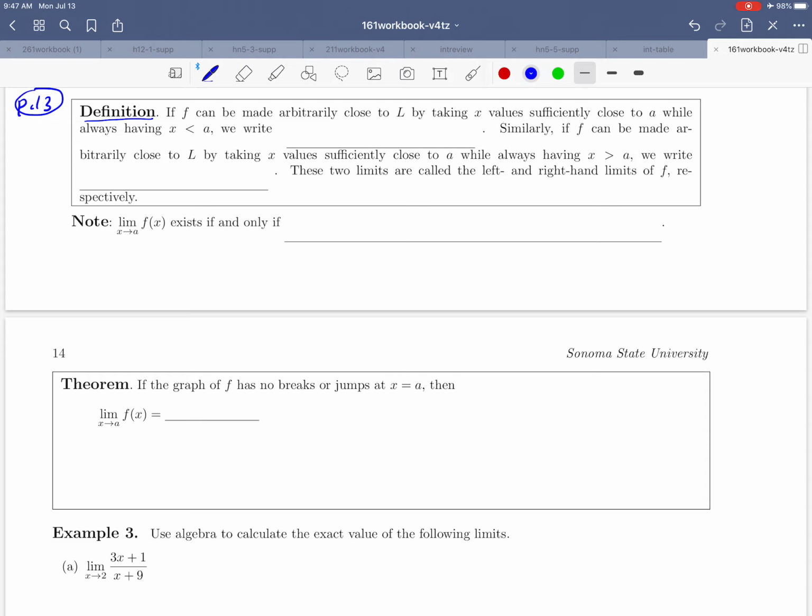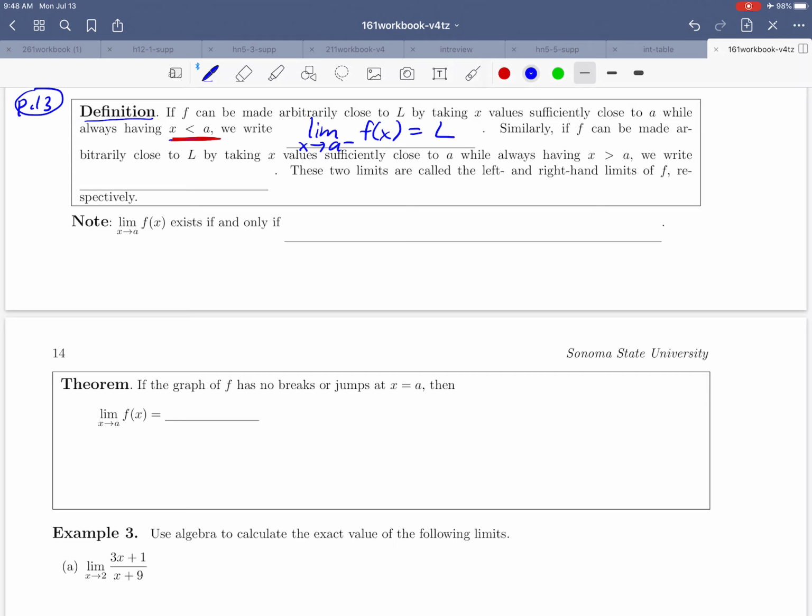If f can be made arbitrarily close to L by taking x values sufficiently close to a while always having x less than a, we write the limit as x goes to a from the left of f of x equals L. This is just a description of the concept of a left-handed limit that we talked about above. Okay, and the key is this x being less than a. We're just asking, what are the y values of our function approaching if we approach a from the left-hand side?